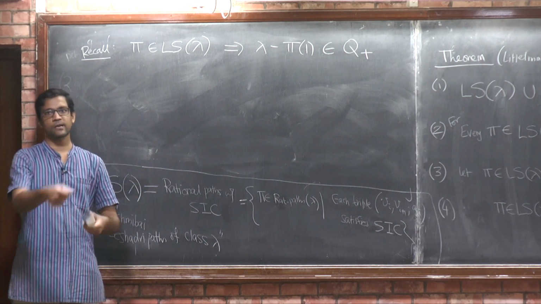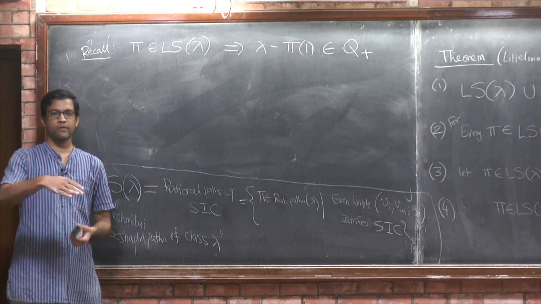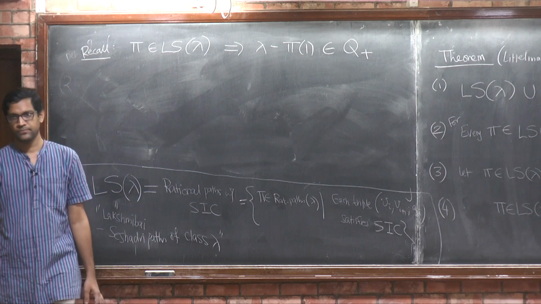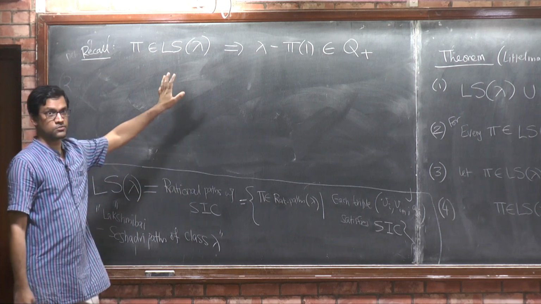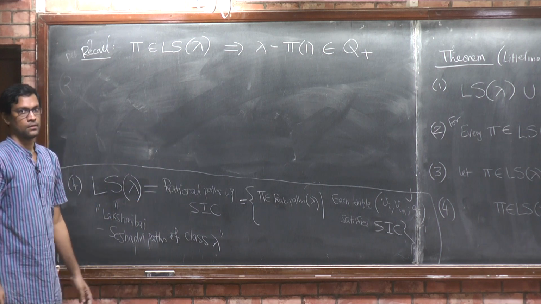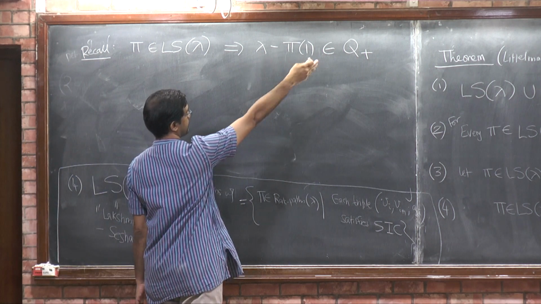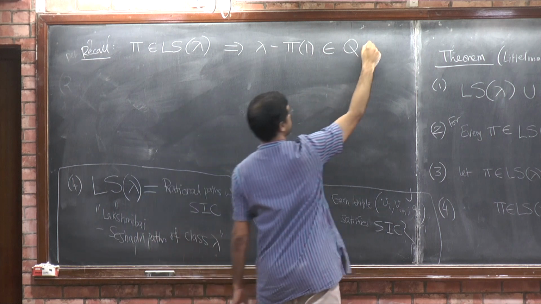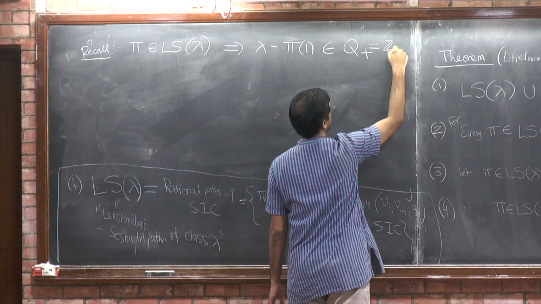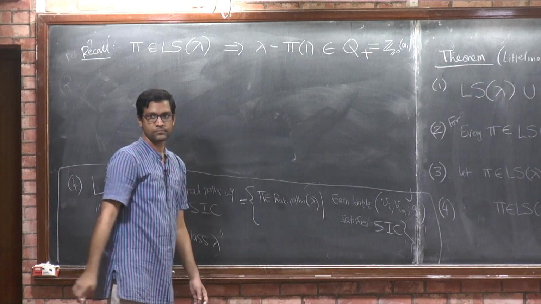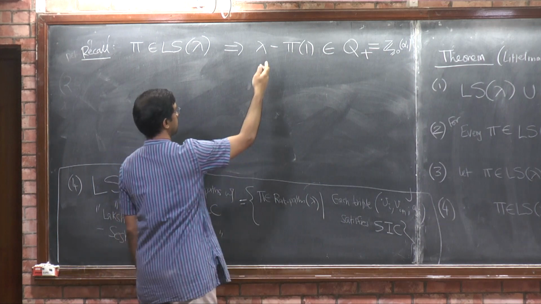How? You just do that calculation again. You have to do it for every timestamp. I only did it assuming 2 segments, but the proof is the same. So check this from the definition of LS. Now, because of this, what it means is that this is some integral linear combination. What is Q plus? Q plus is just some integral combination of the simple roots.